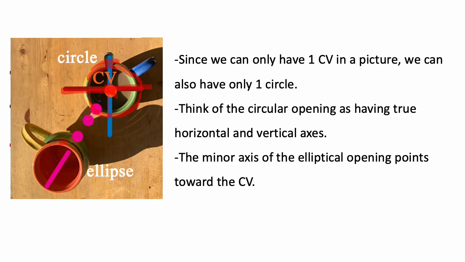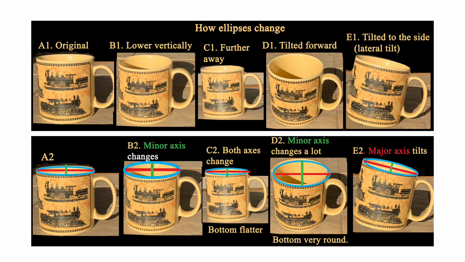Now this coffee cup is elliptical, and one of its axes is pointing toward the CV, but as I will tell you in the next video, it's actually pointing toward the nadir, which is below the center of vision. I'm going to manipulate this coffee cup to show you all the wonderful things that ellipses can do.